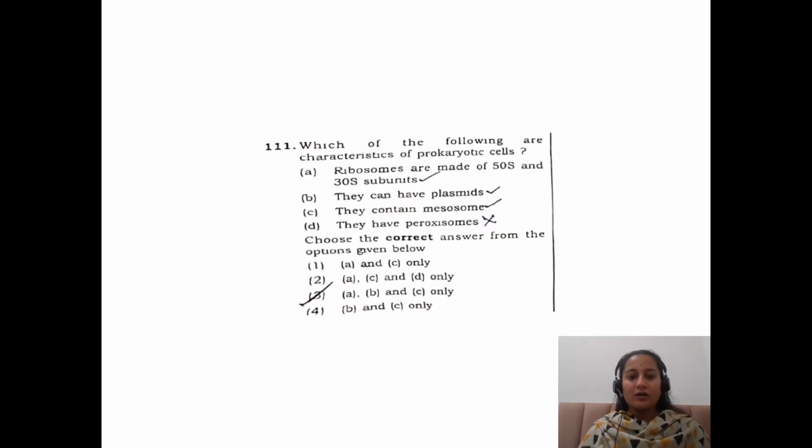Which of the following are characteristics of prokaryotic cell? Again, this question is from the cell chapter. Ribosomes are made of 50 and 30 subunits. Usually prokaryotes contain the 70S type of ribosomes, made up of 50 and 30 subunits. This is correct. They have plasmids, which are extra chromosomal materials. That is a feature of prokaryotic cell.